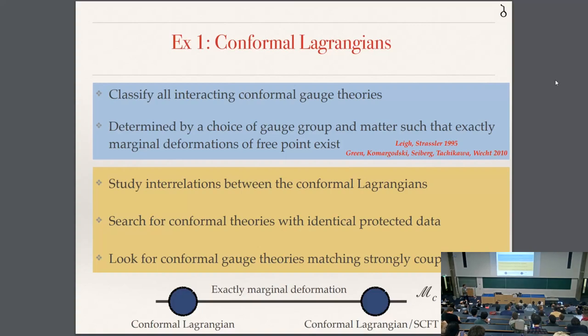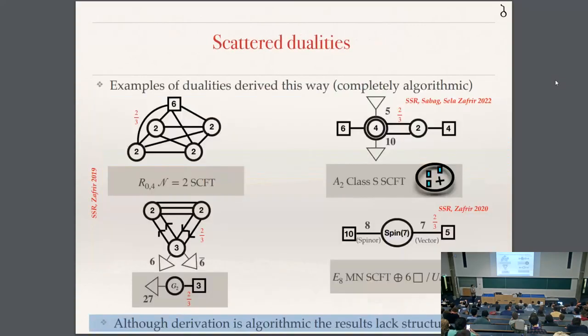Then you can study interrelations between these different Lagrangian theories, or look for Lagrangian conformal descriptions of some other SQFTs that you can define more abstractly, for example, using a geometric scheme. And here I just show you several examples. These are 2 theories that have weird names. These are theories which are compactifications of a 2,0 theory on certain surfaces.